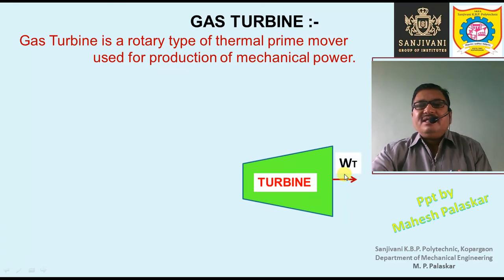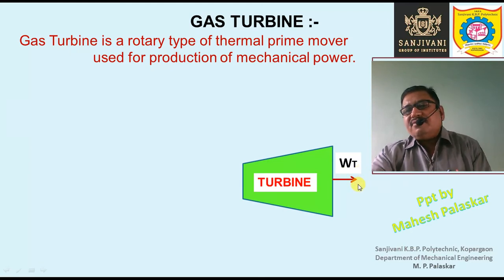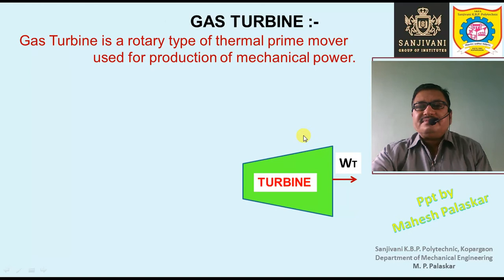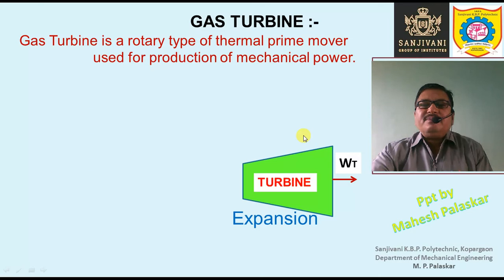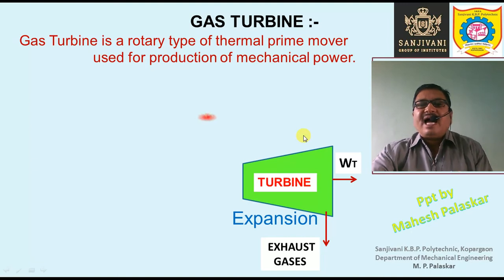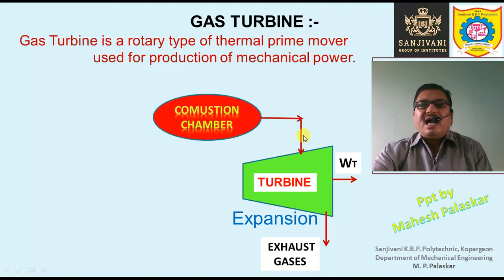So since turbine is a prime mover, it will produce some mechanical work, mechanical power is produced, or the WT is supposed to be the work produced by the turbine. And this work is produced by the expansion of the gases, and these gases leave the turbine after expansion. So these gases having high temperature and high pressure are coming out from the combustion chamber.